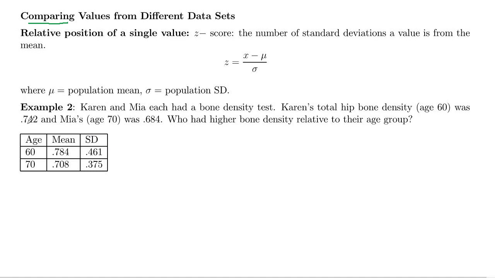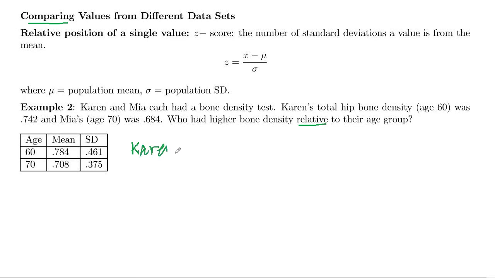We want to ask, is 0.742 better bone density for the age 60 to 70 category, or is Mia's bone density of 0.684 better relative to the age 70 to 80 category? So who had higher bone density relative to their age group? That's what we want to compare. Here we have our means and standard deviations for each distribution, and what we want to do is compute z-scores for each person.